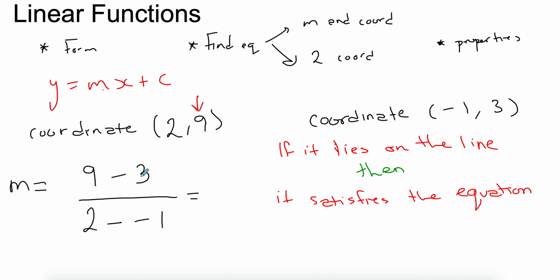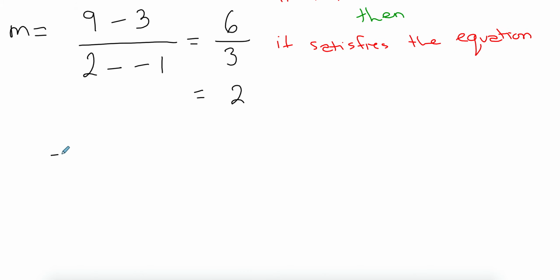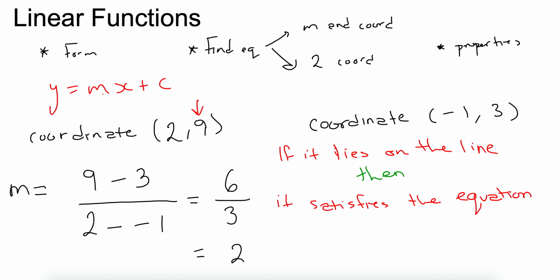9 minus 3 is just 6. And 2 minus -1 is 2 plus 1. So that's just 3, and so it simplifies to 2. Let's try reversing it. We should get the same number, and it's a good way for you to check your answer. So you could say you're starting here instead.